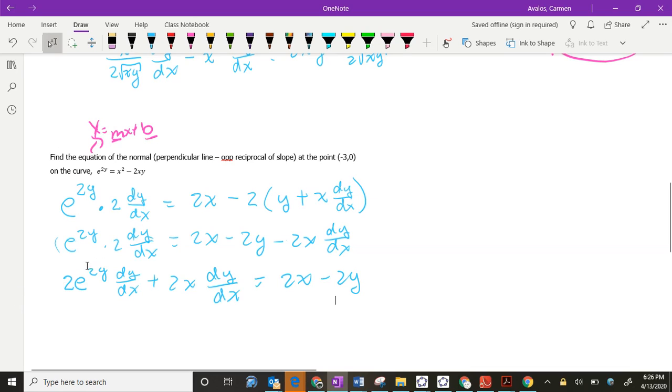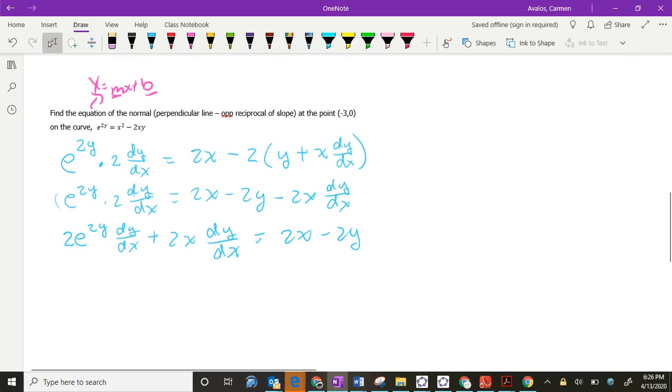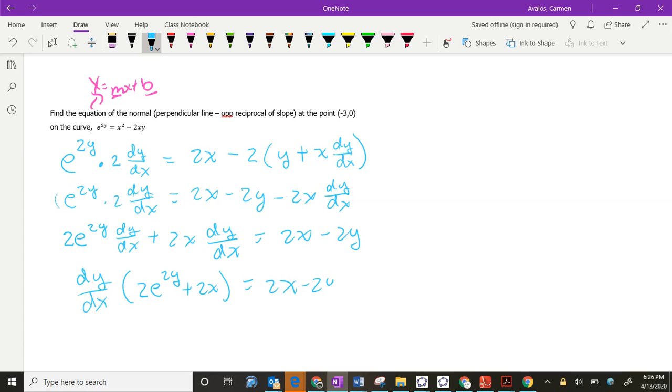So notice how I have this quantity that's being multiplied. It has a dy/dx. This one also has it, and then this one does not. So then we're going to move on this, and we're going to factor out a dy/dx. And so we have 2e to the 2y plus 2x is equal to 2x minus 2y. And then we end up with dy/dx is going to be 2x minus 2y divided by 2e to the 2y plus 2x. And so that is going to be the derivative.